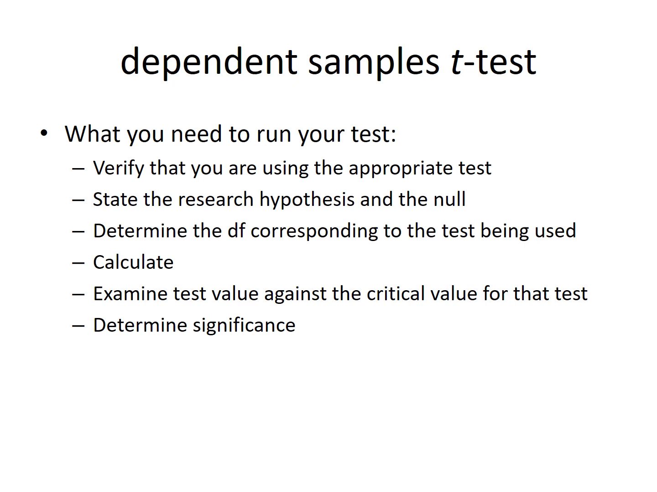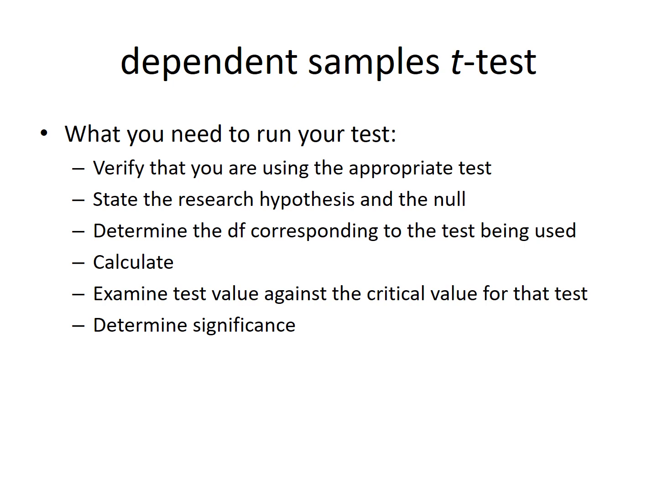So oftentimes you'll see the advocacy for a one-tailed test being used here because there's likely to be, or at least the advocacy is that we should have, a directional hypothesis when conducting a dependent samples t-test. You'll also notice that dependent samples t-tests are used a lot for experimental research. Then, determine the degrees of freedom corresponding to the test being used.